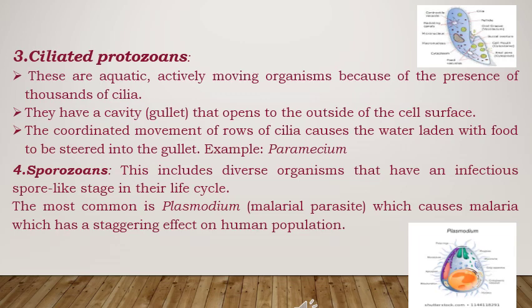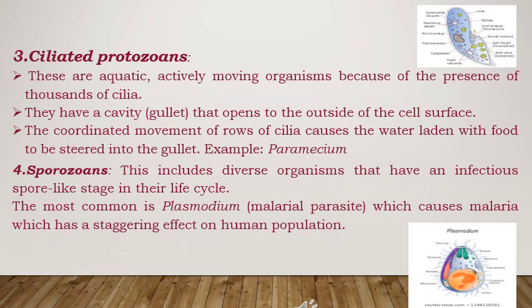The next one is the sporozoans. These are organisms that are parasitic in nature and show infectious spores in their life cycle. The most common is plasmodium, that is the malarial parasite that causes malaria in the human population. These sporozoans have the capacity to reproduce by both sexual as well as asexual modes of reproduction.